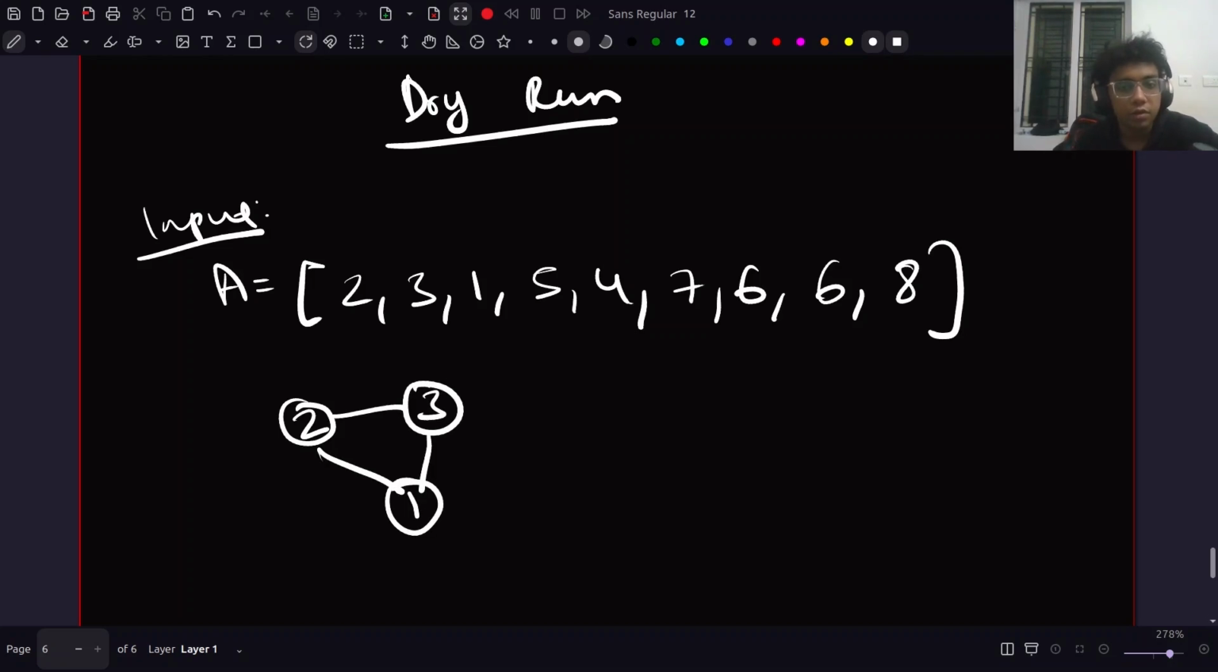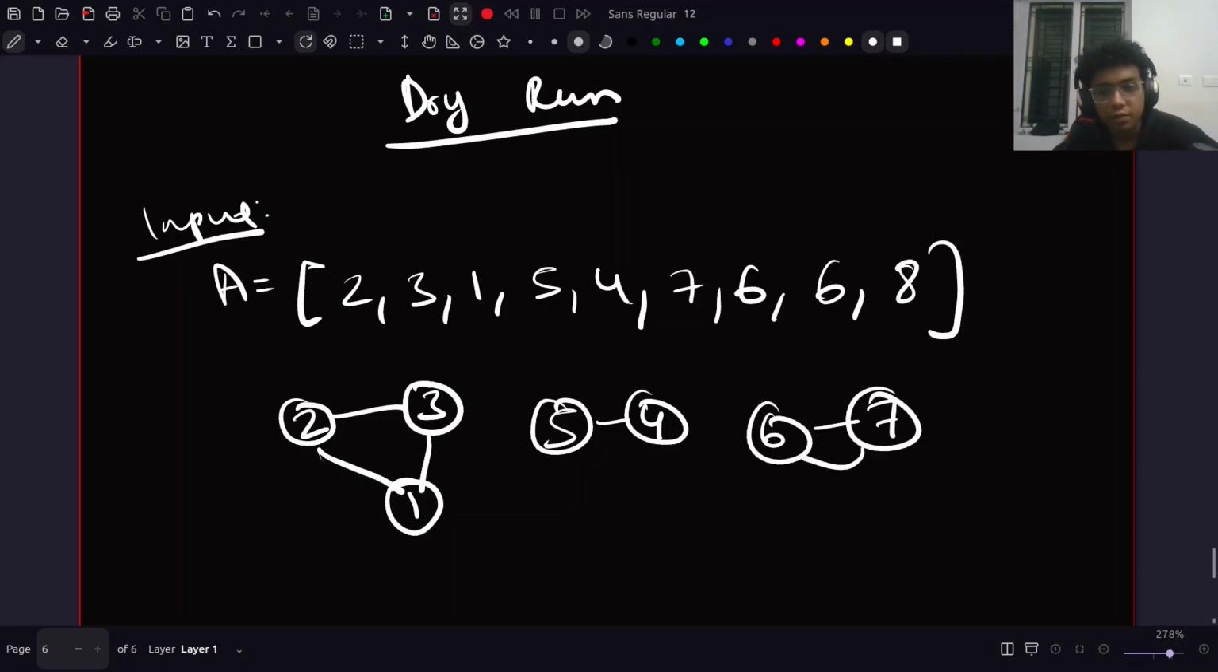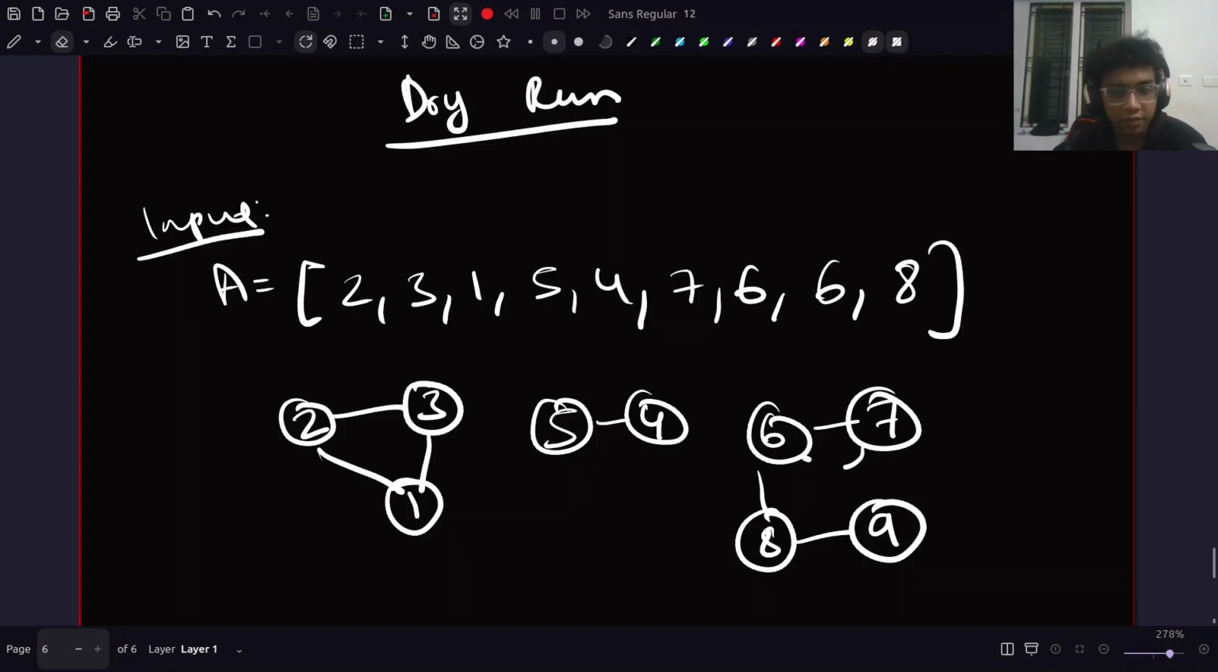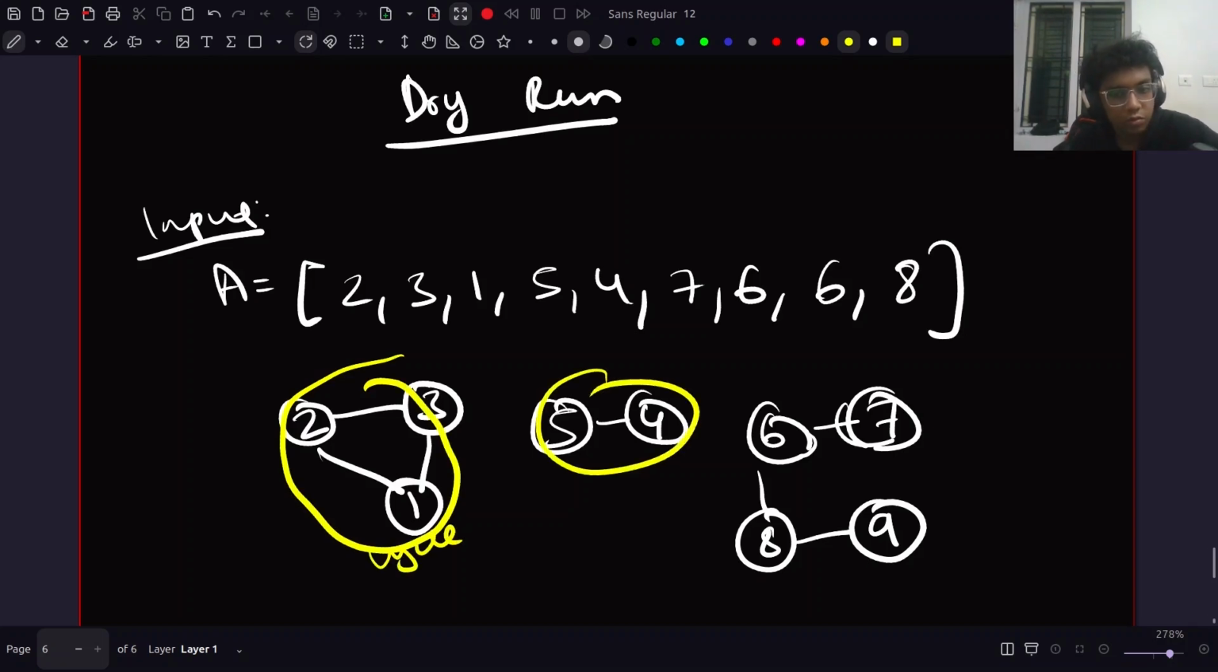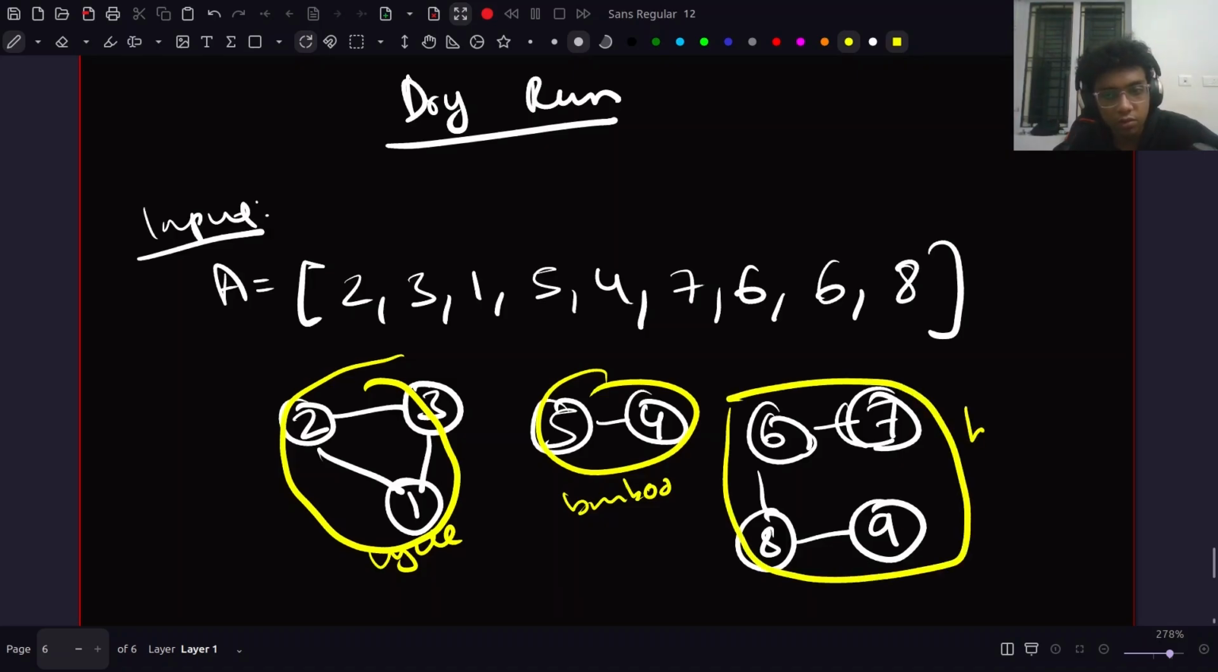Okay, now here we have 5 is the neighbor of 4, 4 is the neighbor of 5, so we get something like this, right? So we can just draw like this. Now we have 6 is the neighbor of 7, 7 is the neighbor of 6, 8 is the neighbor of 6, 9 is the neighbor of 8. Okay, so again we can just erase this part and we can draw it like a bamboo, right? So we can see that this is a cycle, this is a bamboo, and this is a bamboo as well, right?